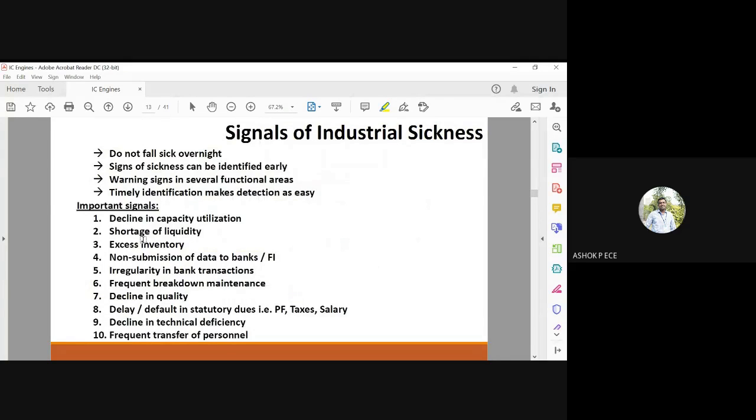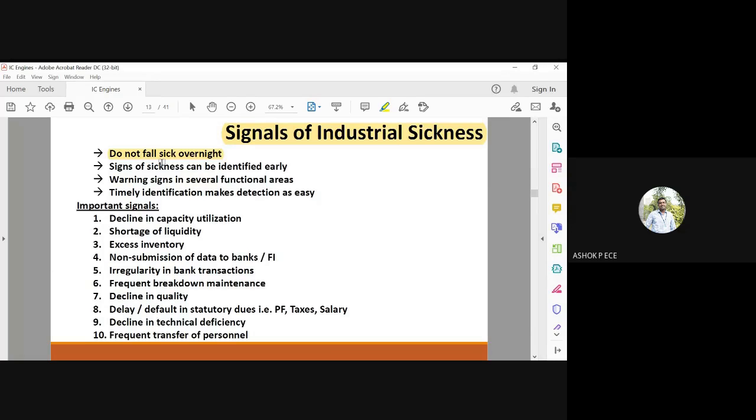So, signs and signals of industrial sickness. How can you say whether a unit is sick or not? How do you identify that? Units do not fall sick overnight. Yesterday a company is doing well and the next day the company is closed; that is not possible. It will take a minimum of a year to assess whether an industry is sick or not.